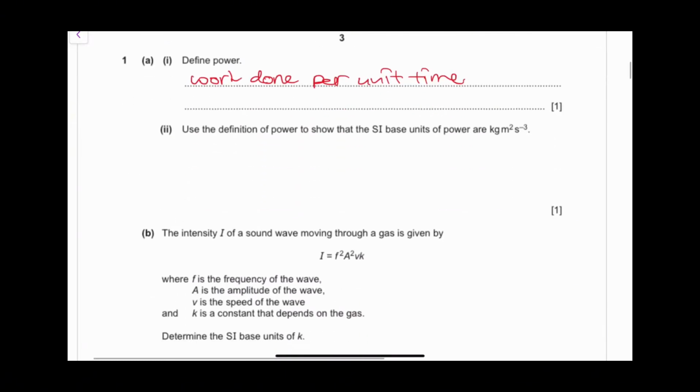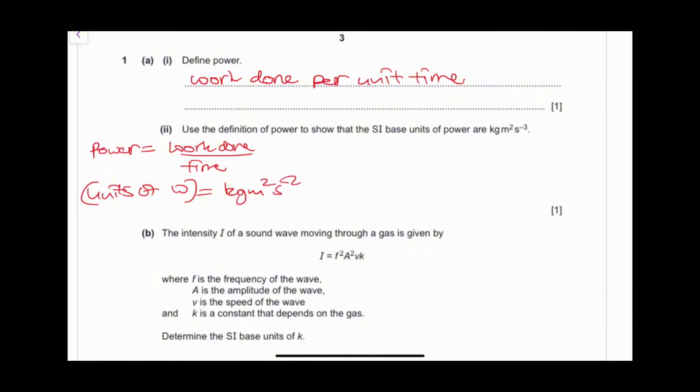Okay, and you've been asked to use that definition of power to show that its SI units are actually kg m squared s to the power of -3. Okay, we know that power is equivalent to work done over time, right? Therefore, the units of work done will actually be equivalent to kg m squared s to the power of -2, because work done is force multiplied by displacement, right? And force is kg m s to the power of -2, because force is mass multiplied by acceleration. So work done will be kg m squared s to the power of -2.